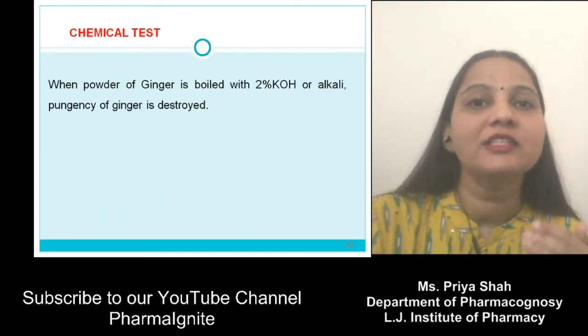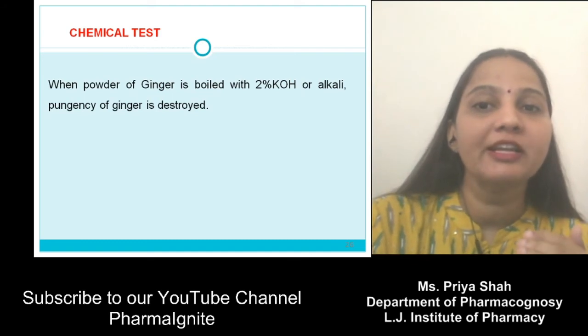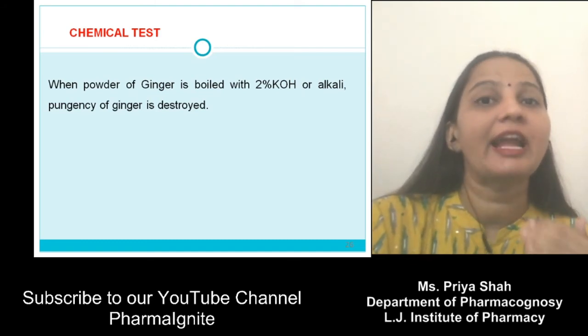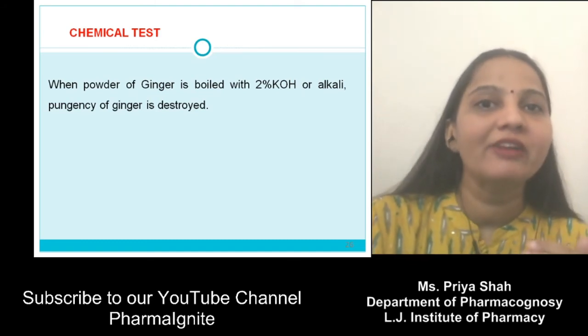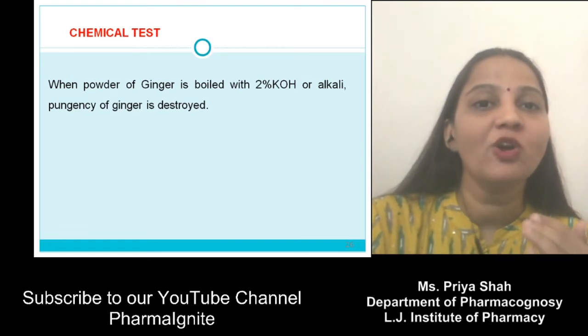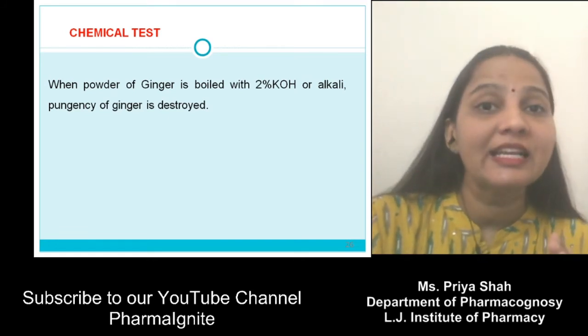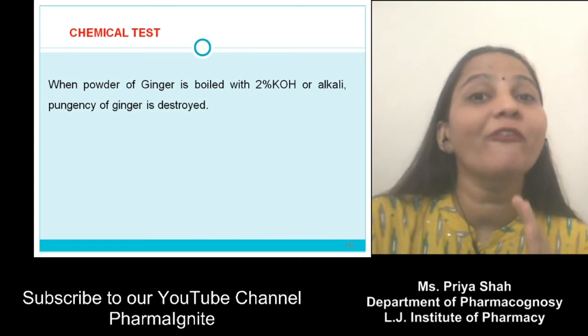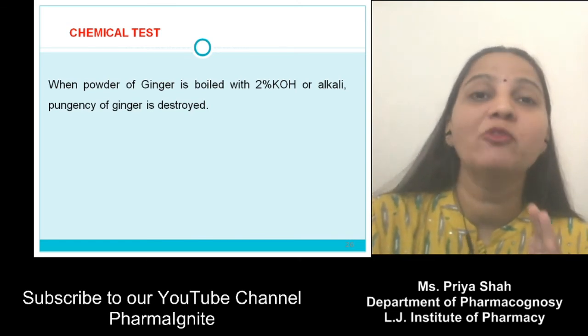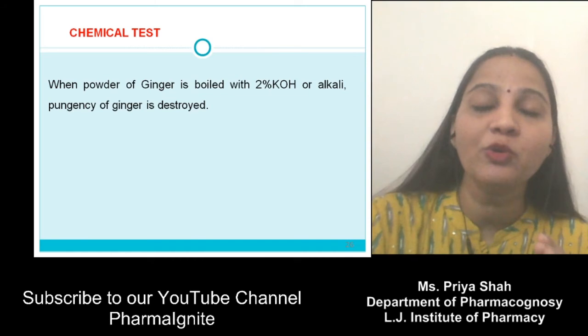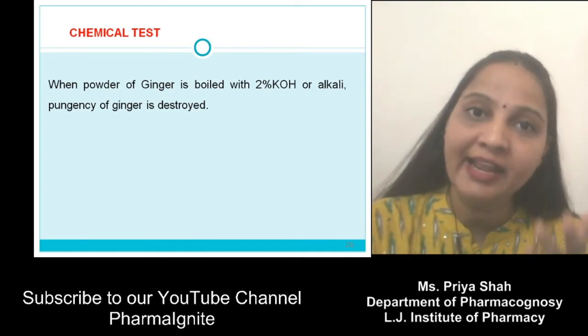So for the chemical test, while you are heating with alkali, the pungency of ginger can be destroyed. While you are giving the alkali treatment, the pungency of ginger can be destroyed. These things will not be possible in case of capsicum. In case of capsicum, to remove its pungent taste, we need to give exposure to oxidative agents.